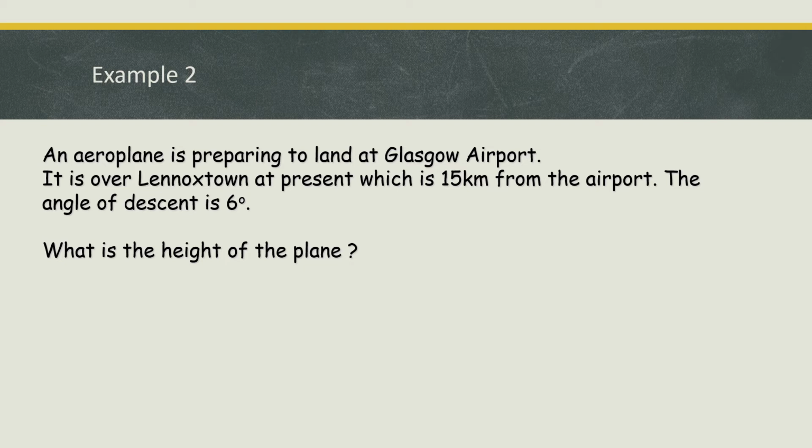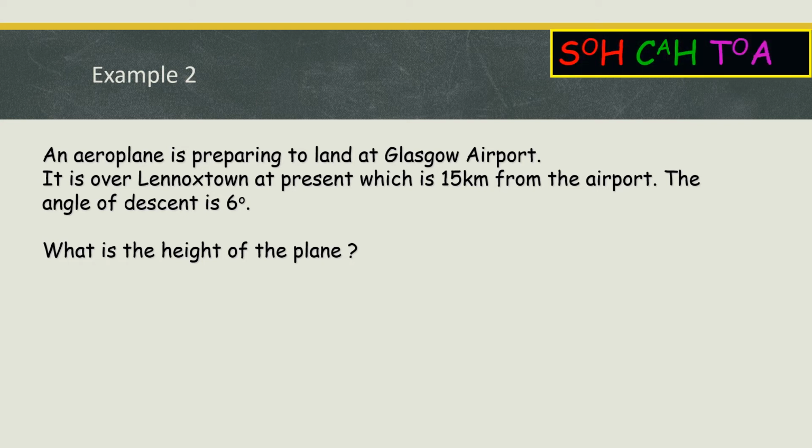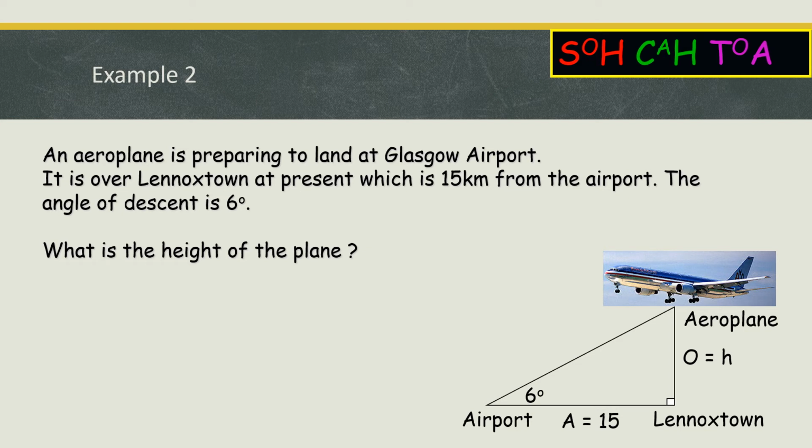Sometimes you won't be given a diagram and you'll have to draw that diagram for yourself. So in this example, an aeroplane is preparing to land at Glasgow Airport. It's over Lennoxtown at present, which is 15 kilometers from the airport, and the angle of descent is 6 degrees. What is the height of the plane? So let's draw ourselves a sketch. So we've got our aeroplane. We've got our 6 degrees marked in. We've got our adjacent side, which is 15 kilometers. And we've got our opposite side, which is the height of the aeroplane.